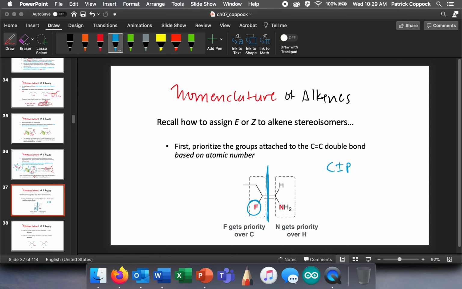So the fluorine has a higher atomic number than carbon, so this gets the higher priority over here, and nitrogen has a higher atomic number than hydrogen, so this gets the higher priority over here. So these look like they are on the same side. So this is going to be a Z compound, right? You've seen how to do that before.